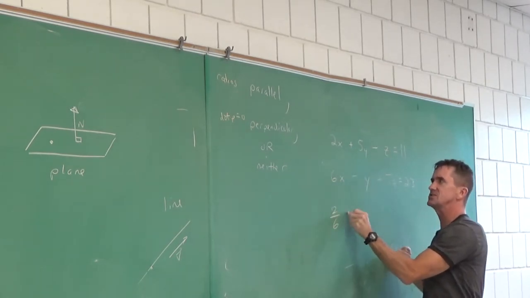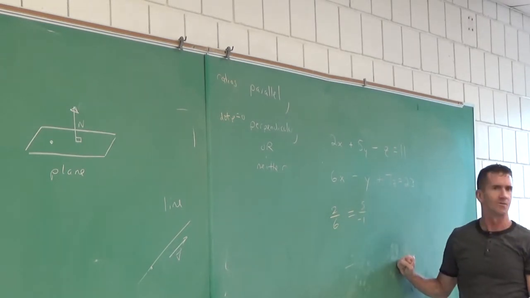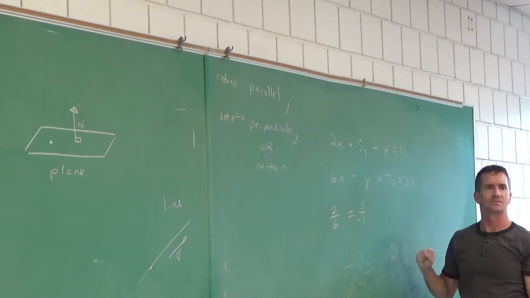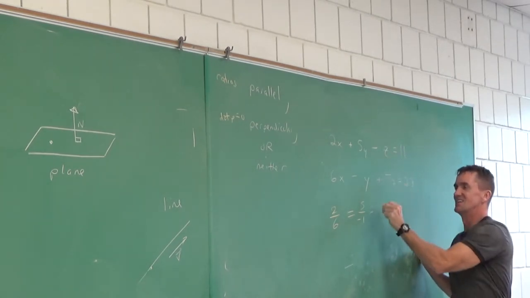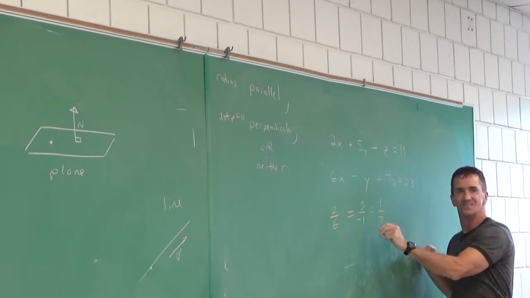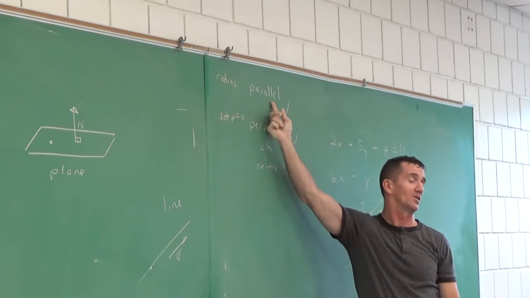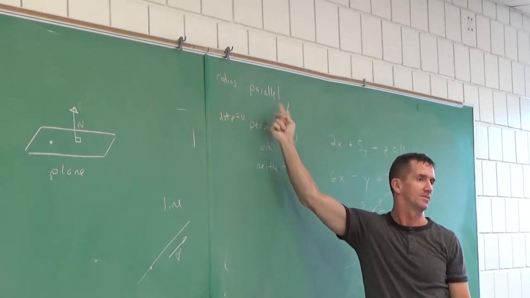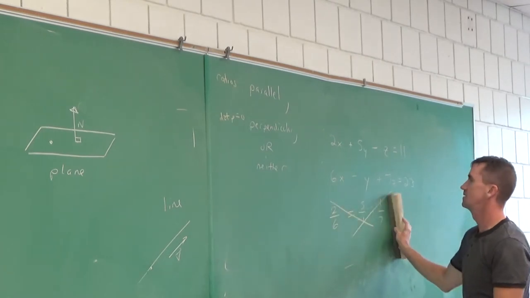So first of all, are these planes parallel? No way, because is 2 sixths equal to 5 over negative 1? What do y'all think? No. Right? Plus, it would have to equal the negative 1. I mean, are these equal? No. Then it's not parallel. But are they perpendicular? If none of these hold, then we have to say neither.